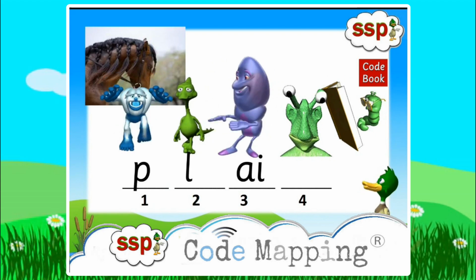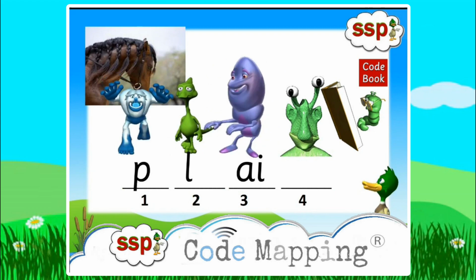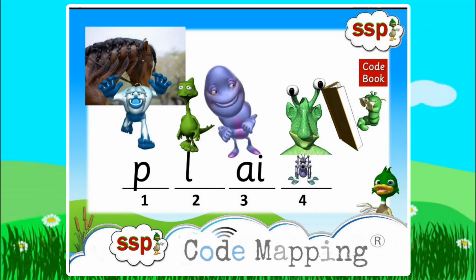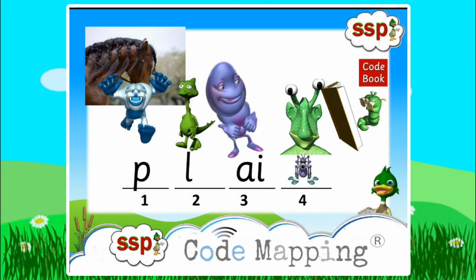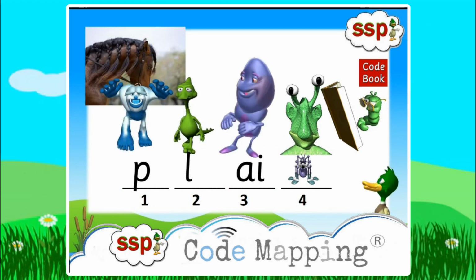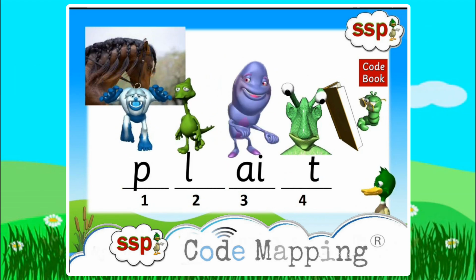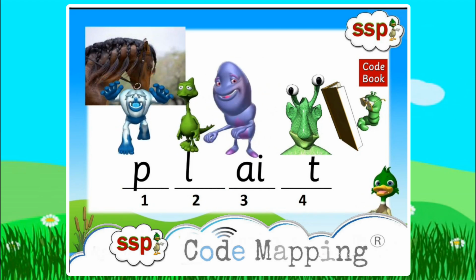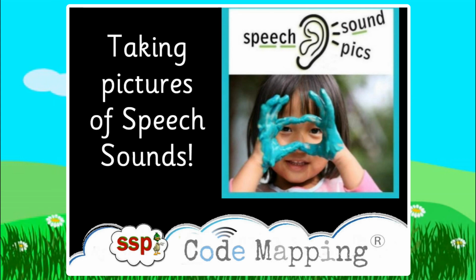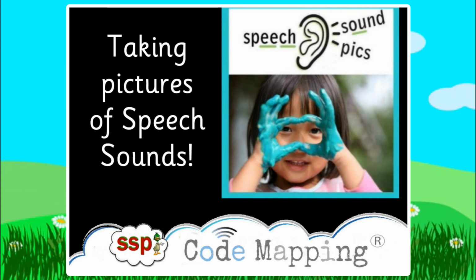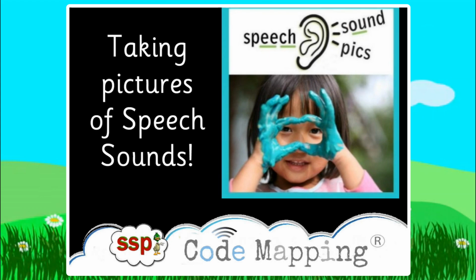So we've got the pictures for p, ooh and ah. We need the t, which is the picture for the speech sound t in the word plat. P, ooh, ah, t. Show us the picture. There it is. We've spelt the word plat using the monsters and the pictures of those speech sounds for that word. The speech sound pics, and that's why it's called the Speech Sound Pics Approach. SSP.